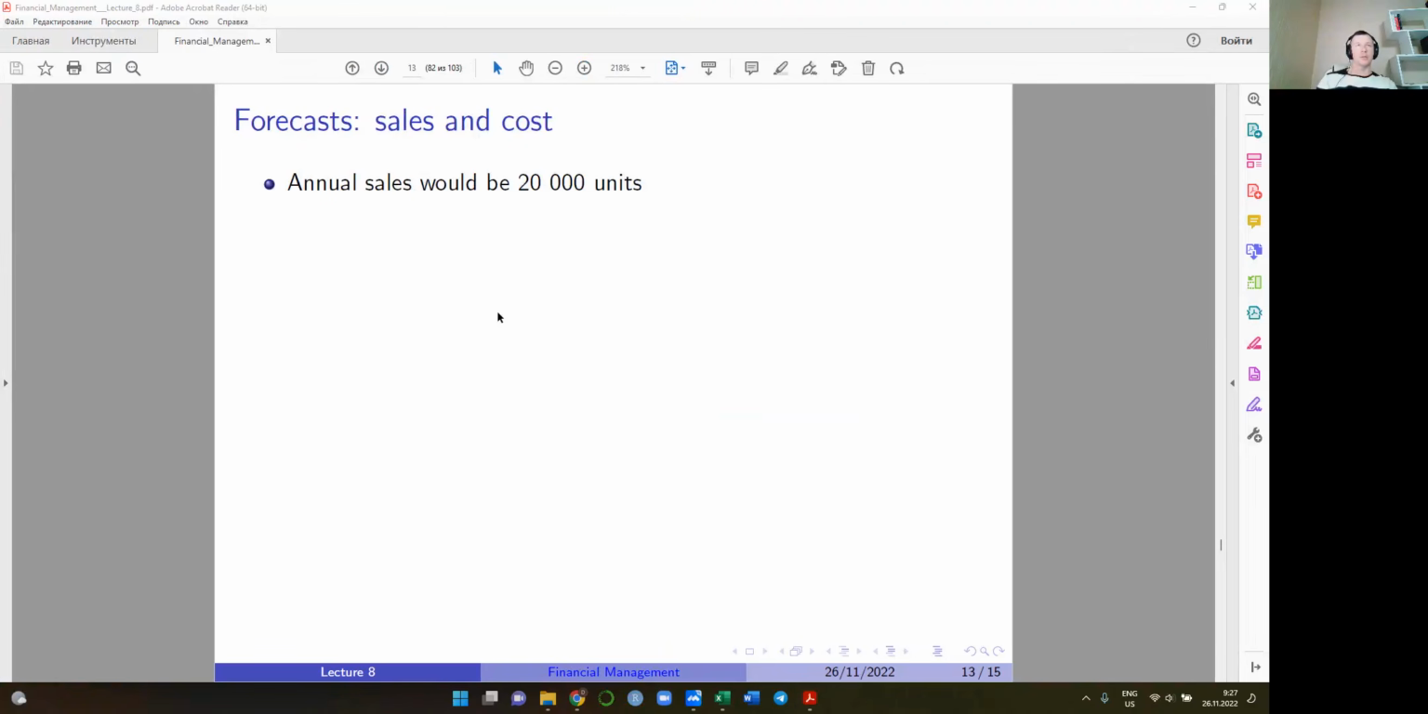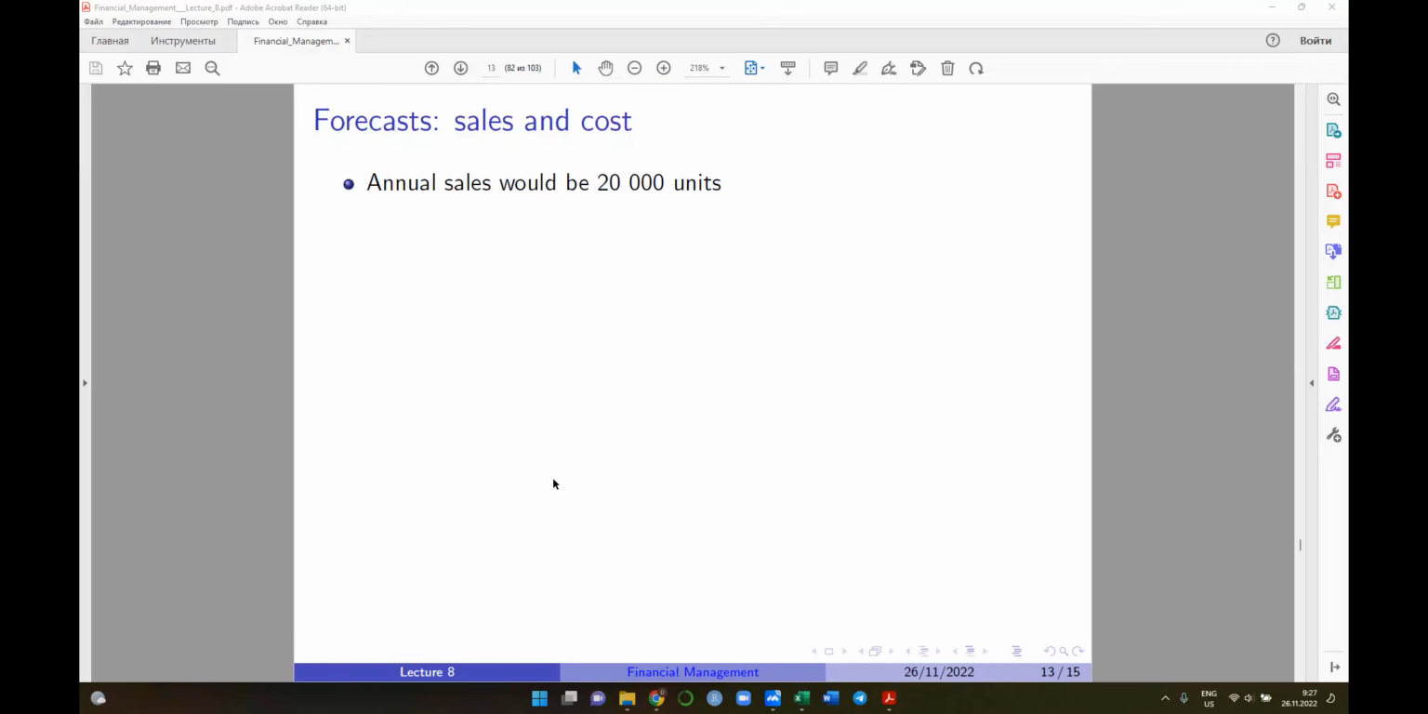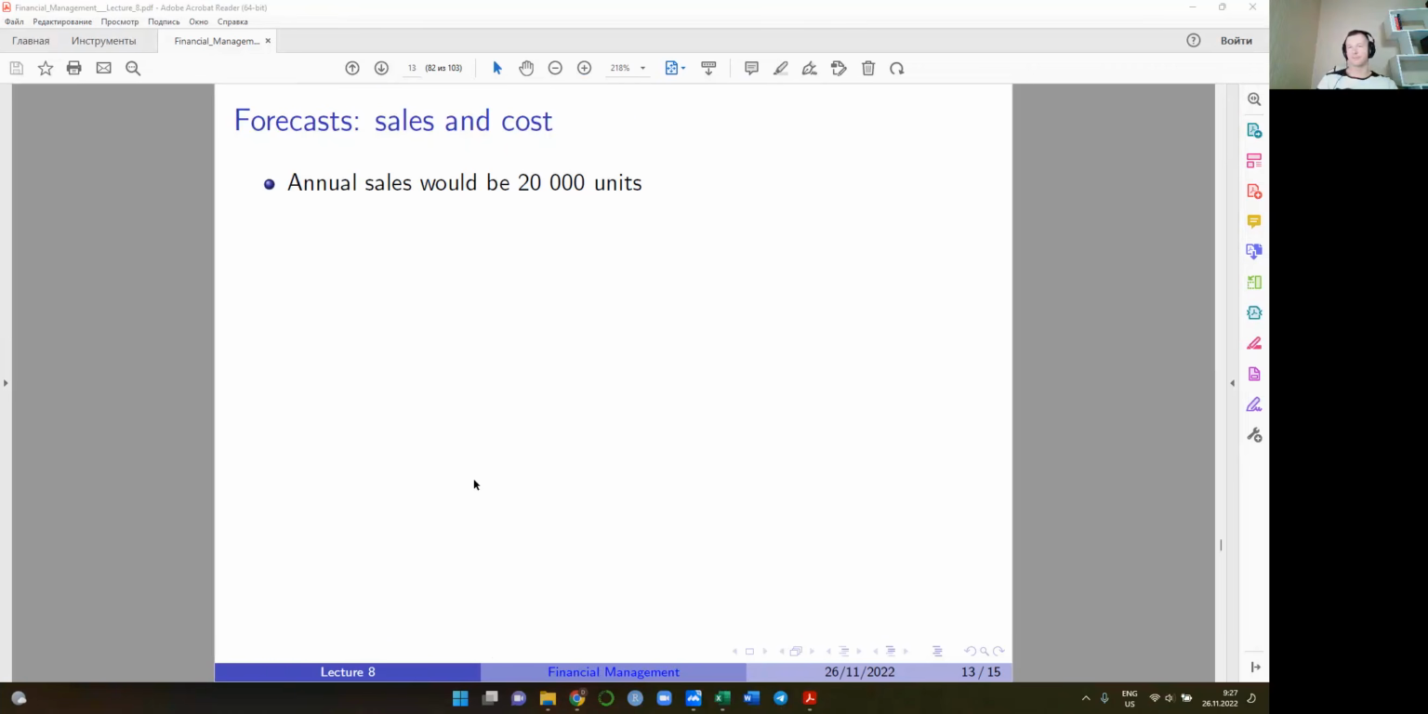Okay, friends, I'm back. So let's have an example. How do we technically and practically compute and estimate the cash flows based on the following example? This is a completely abstract example. So suppose that we want to produce, whatever, winter shoes.